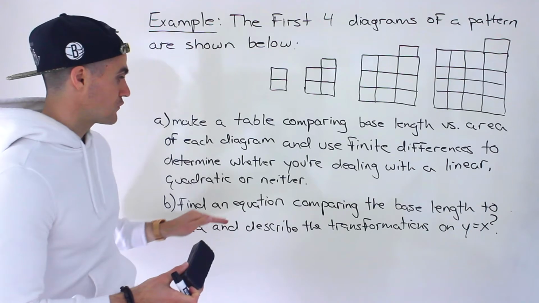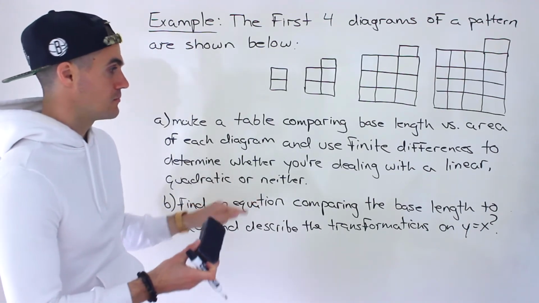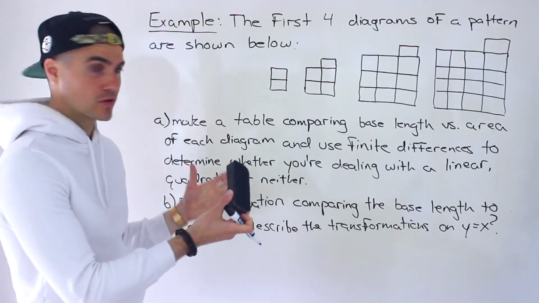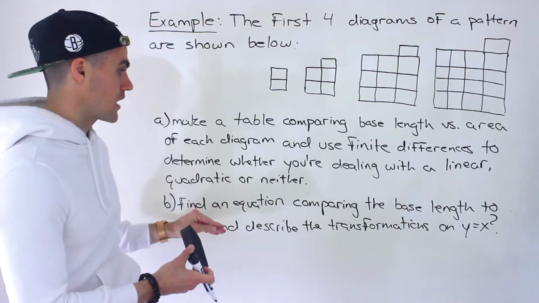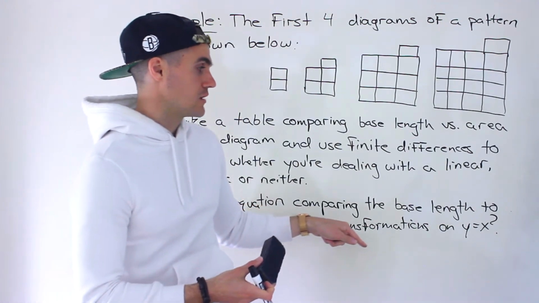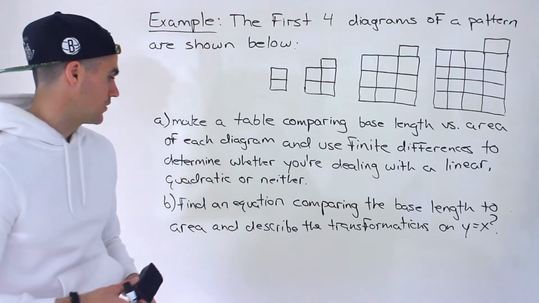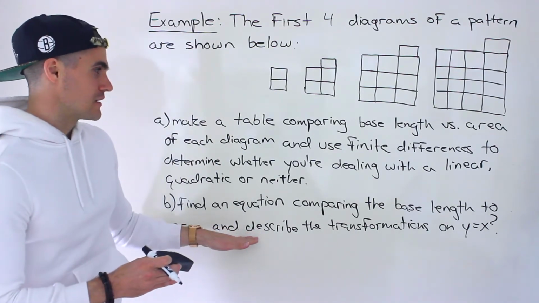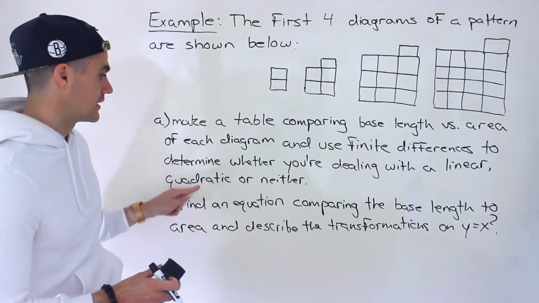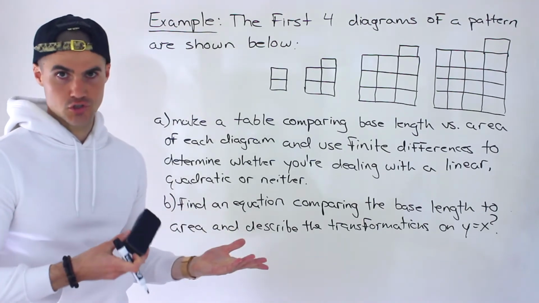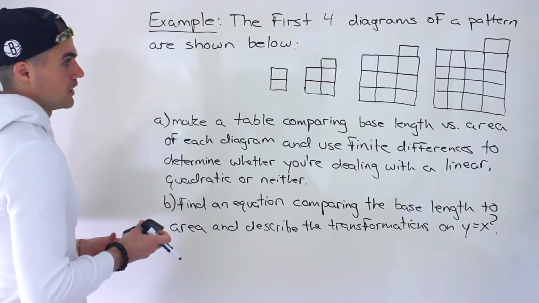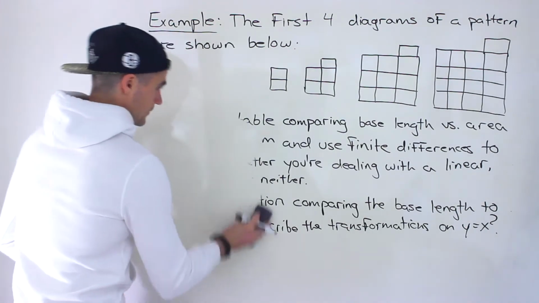And then in part B, we have to find an equation comparing the base length to the area. So actually have an equation that relates both of them, not just a table. And then we have to describe the transformations in that equation that are done on the base function y equals x squared. So notice that in part B, we almost answer part A. We can expect to be dealing with a quadratic, but we still have to show the work. You wouldn't just get full marks right there. Okay, so let's go through this.